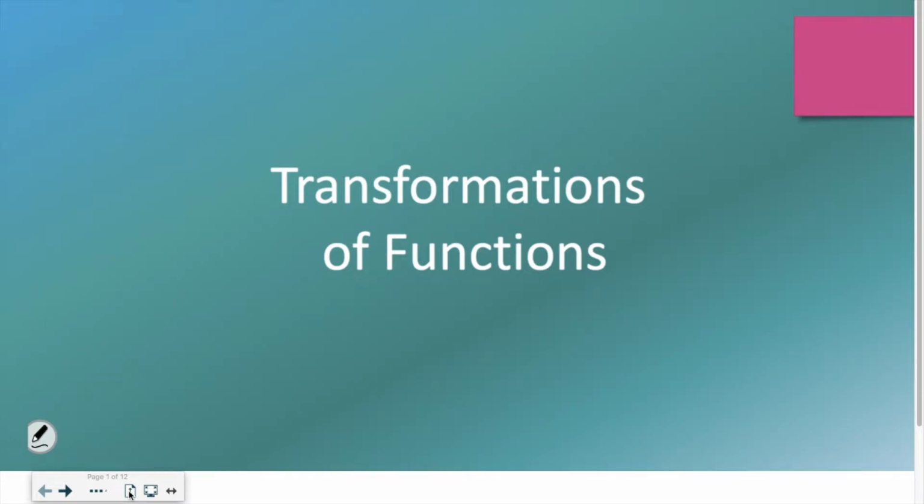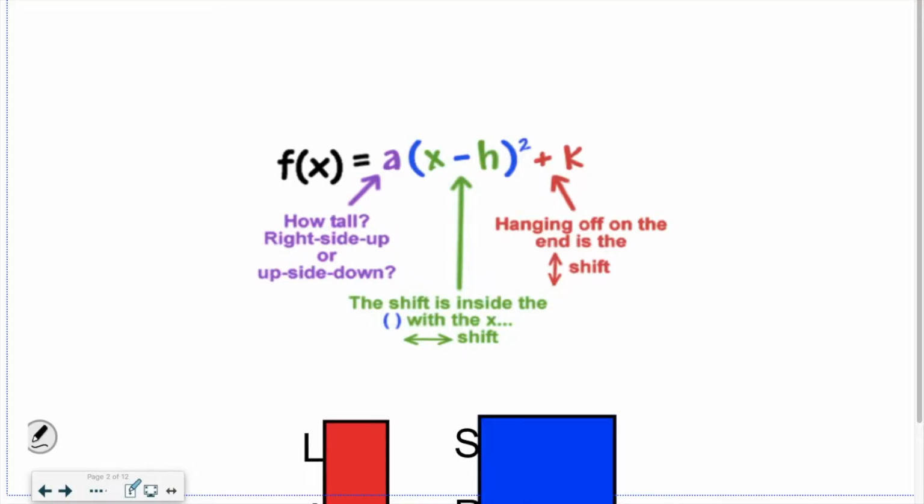3.8 Transformations of Functions. All right, so before we get started, I'm just going to go over a couple different things. So this is called the vertex form, which you use when you're dealing with a parabola. So you have a times x minus h squared plus k. So h and k actually stand for the vertex point that is the center of your parabola.